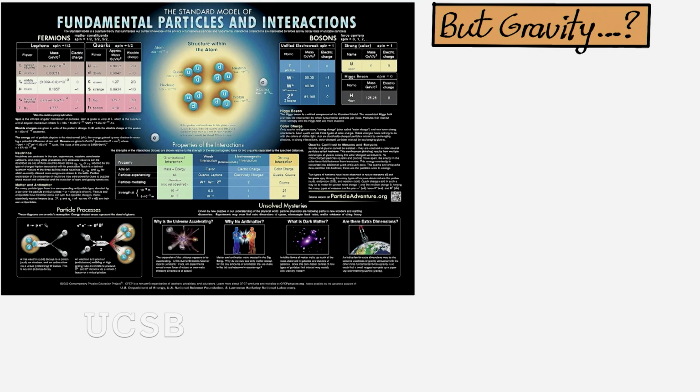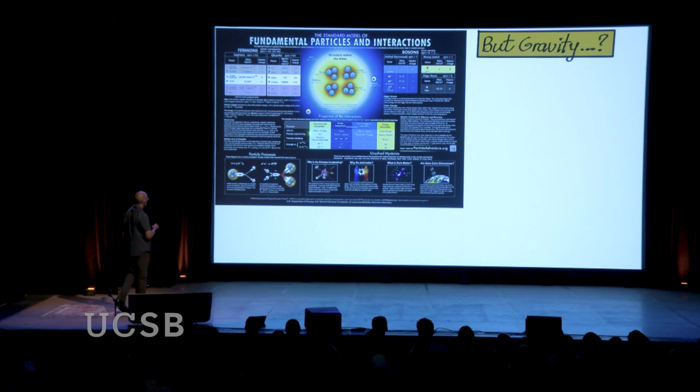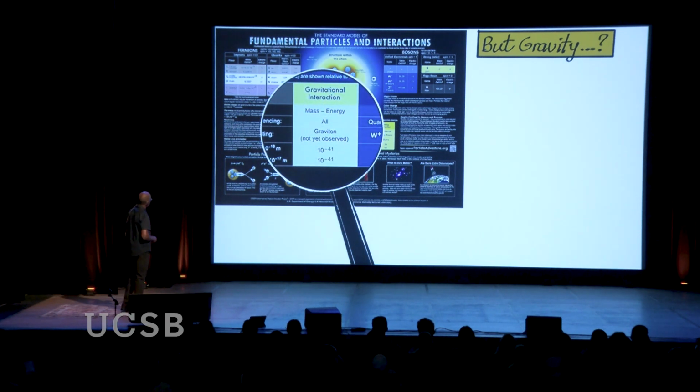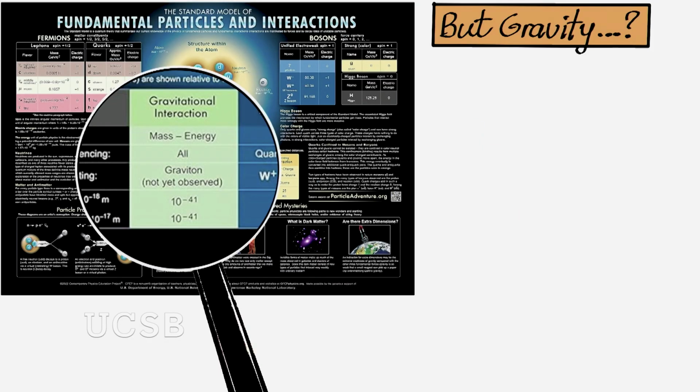But then there's gravity. Let's talk about gravity. So let's go back to the table, and let's look back at the list of forces. And you can see there's things talking about the weak interaction and electromagnetism and the strong interactions. These are nuclear forces and electromagnetism. And we know what the particles are that get exchanged. But let's look a little bit closer. For gravity, it says the graviton, whatever that is, not yet observed.